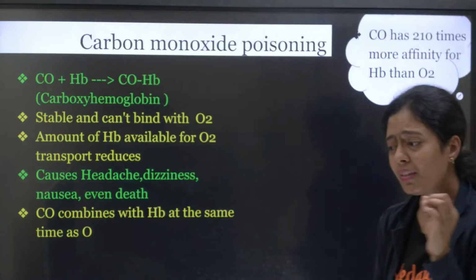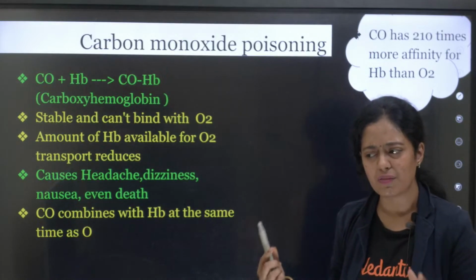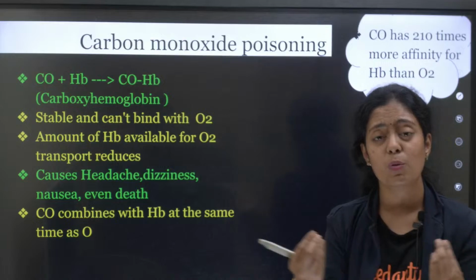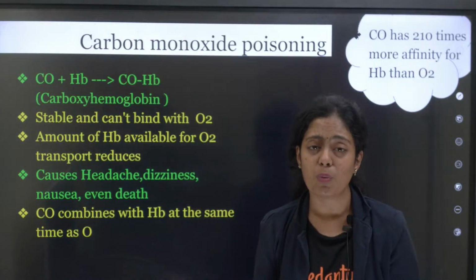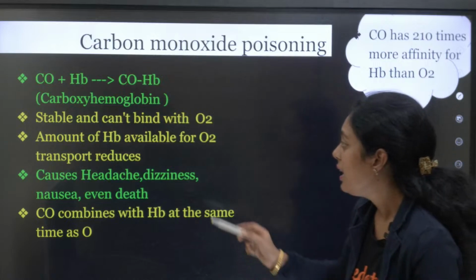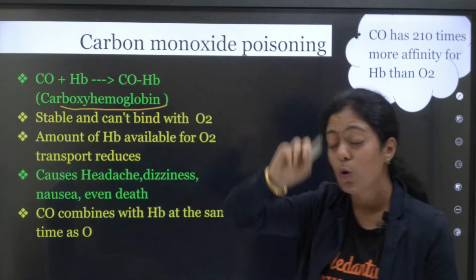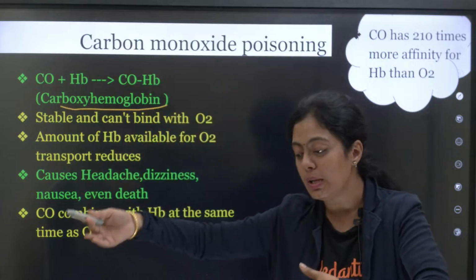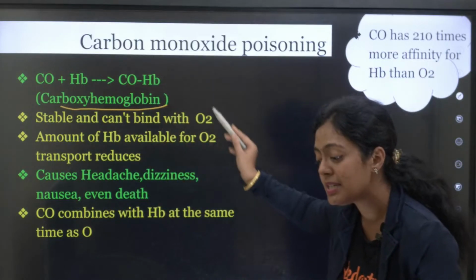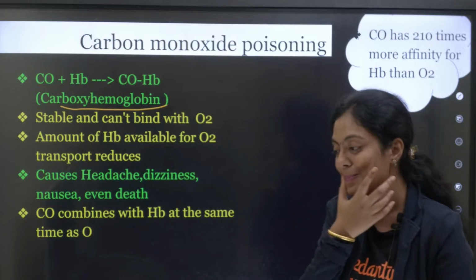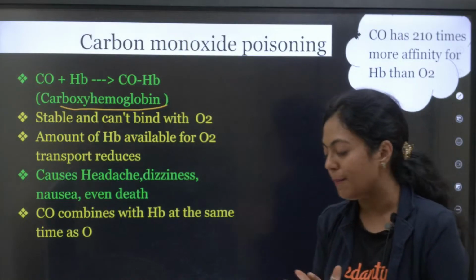Carbon monoxide poisoning, this is extra information, but we can all know it. You know carbon monoxide is present as a very important pollutant. It's a greenhouse gas. So what actually happens? It forms carboxyhemoglobin. Carbon dioxide plus hemoglobin forms carbaminohemoglobin. Carbon monoxide plus hemoglobin forms carboxyhemoglobin. No treatment is there. In the initial stages it can be treated.